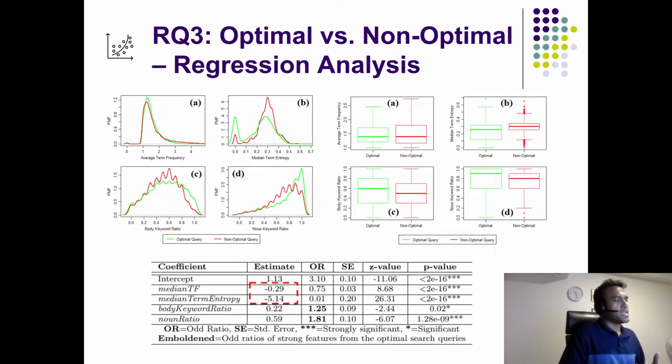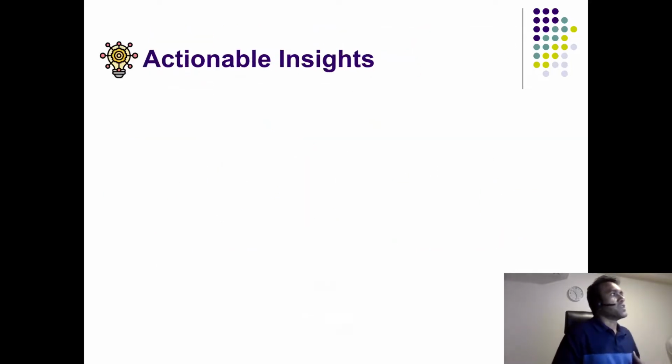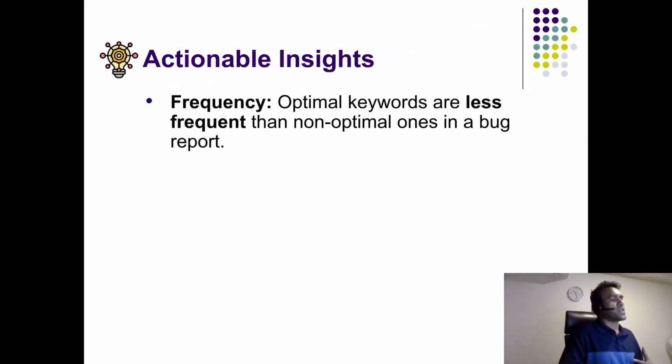And what we found is that the term frequency and then the entropy, these are not good indicator of the optimality of a search query. On the other hand, this body keyword ratio and the noun ratio are pretty good indicator of the optimality of a search query. And all these 4 features were found statistically significant in this regression model. So based on these findings, we come up with 4 actionable insights.